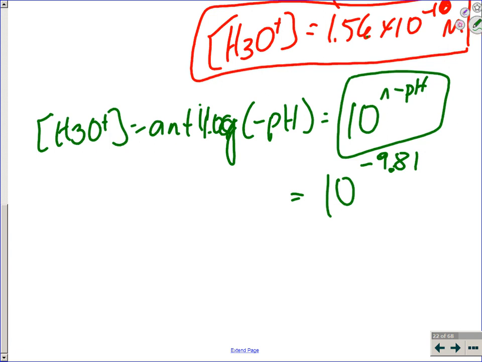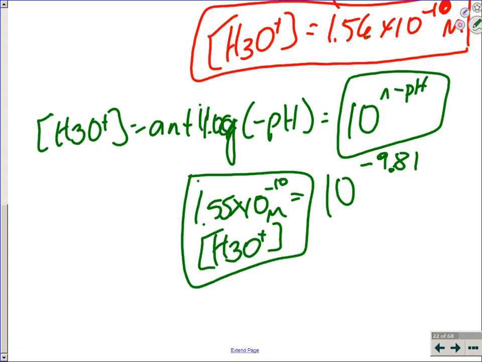And you should get this. Tell me you do. I got 1.54. You're good. It's close. It's probably just an exponential difference. So about 1.5-ish times 10 to the negative 10 molarity, and that's the hydronium concentration. So you can use either one, but be familiar with both so that you can utilize them as needed. Before I move on, look at the ion concentrations and decide if this substance is acidic, basic, or neutral.